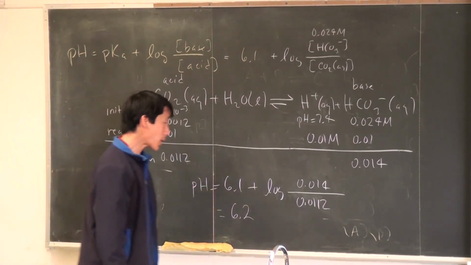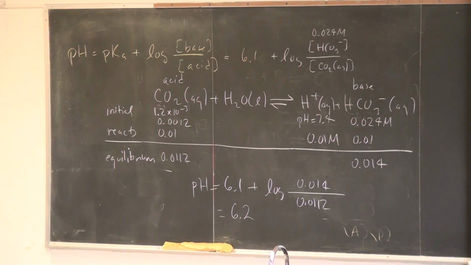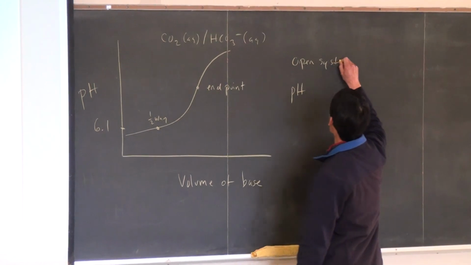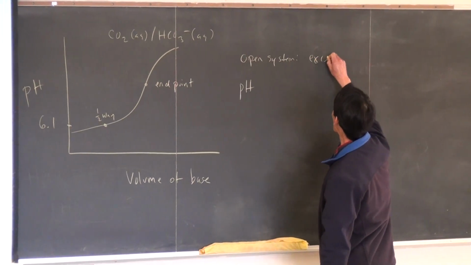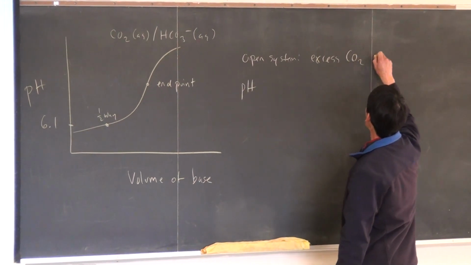So let's do another calculation. And in this case here, we'll say that, okay, so we have pH. This is our open system. Okay, so the excess CO2 is exhaled.